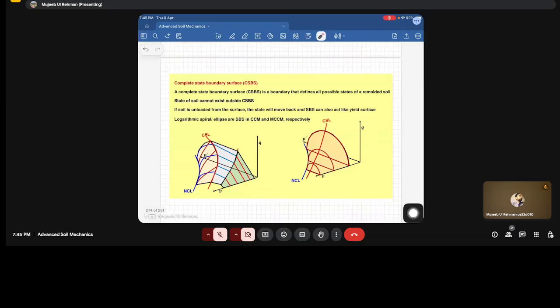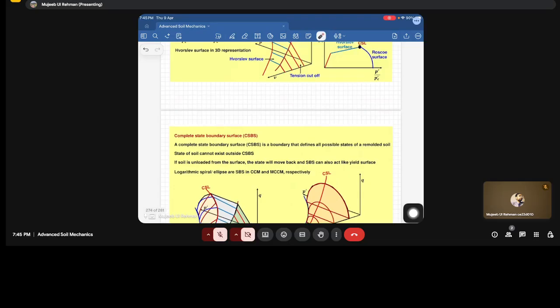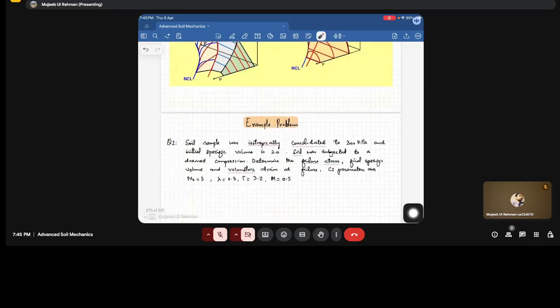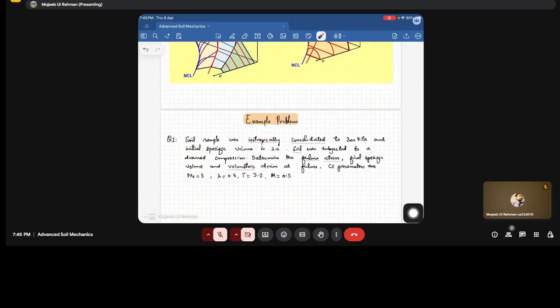Here you can see the log spiral for CCM and MCC, and this is the general representation for the tension cutoff. This is the Hvorslev surface and this is the Roscoe surface. They are actually the bounds, nothing more than that. Now, moving on to the example problems.